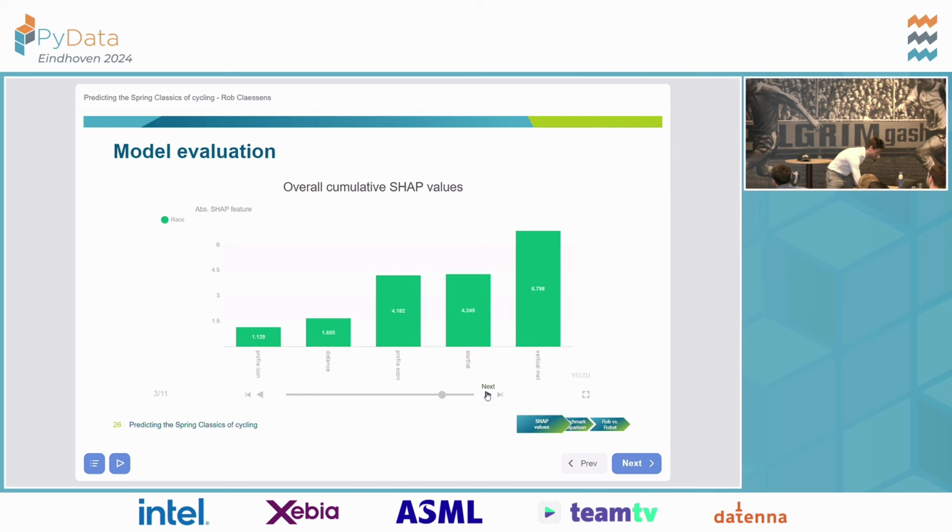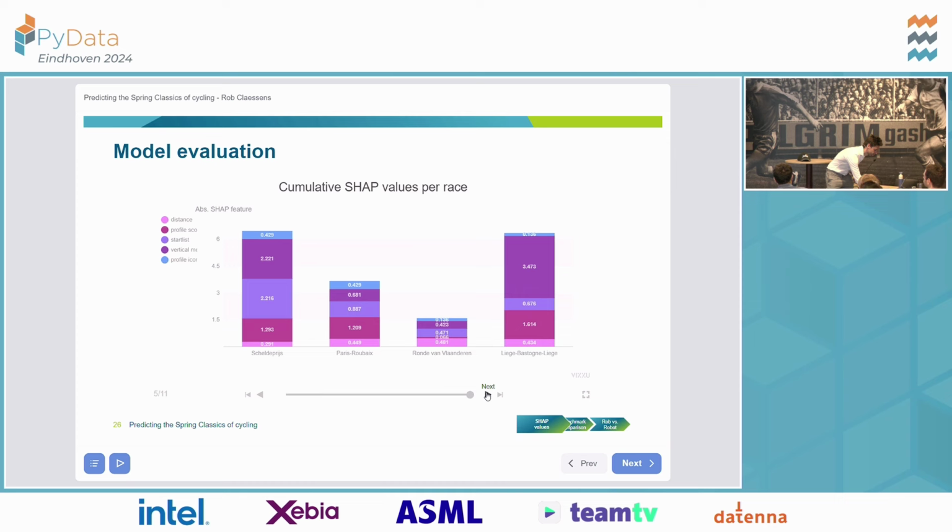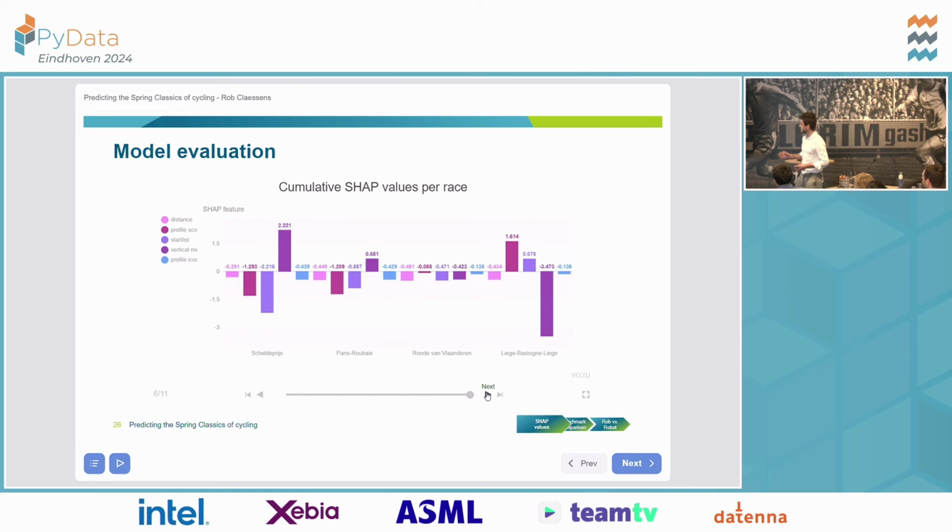I also want to take a look into the SHAP values for each of the races, so we can see how it differs per race, and you can already see there's a major difference. But we're still looking at the absolute values, so let's now take a look at the real values, so you can actually see the difference. So you can see positive and negative values, of course. And again, from the left to the right, we have our most flat race at the left and the most hilly race at the right.